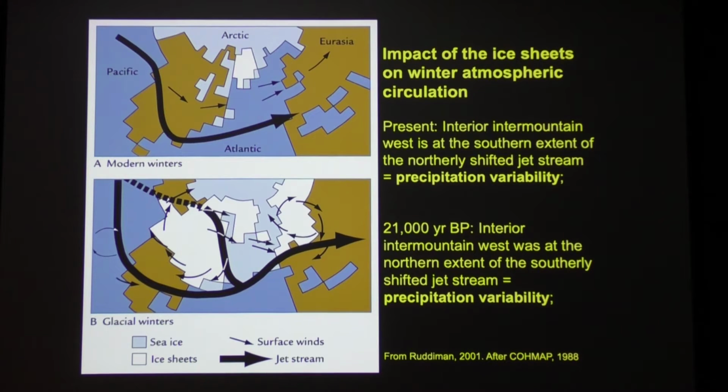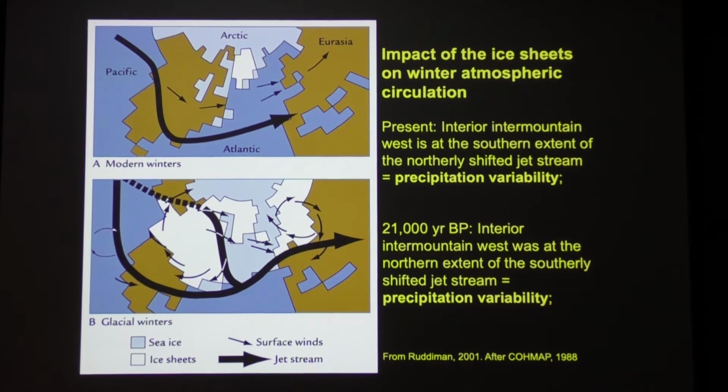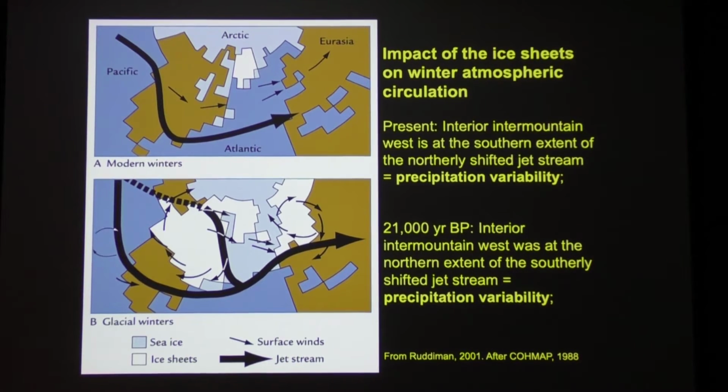Part of that has to do with the mountains and with the jet stream, but we can use this as an analogy. 23,000 years ago, when the jet stream was shifted to the south, the Intermountain West was at the northern extent of the southerly shifted jet stream. In other words, the jet stream's moving, and there's a high degree of variability in the Rocky Mountains. Today, the interior Intermountain West is at the southern extent of the northerly shifted jet stream, meaning we get a lot of variability because the jet stream moves a lot.